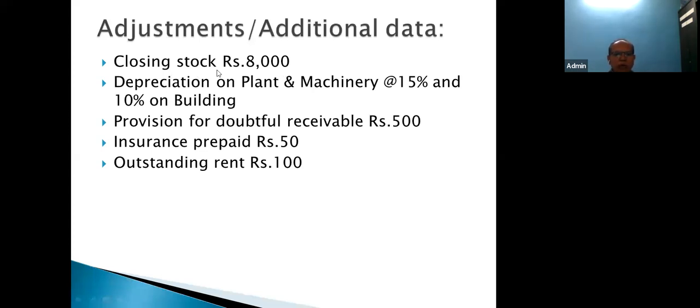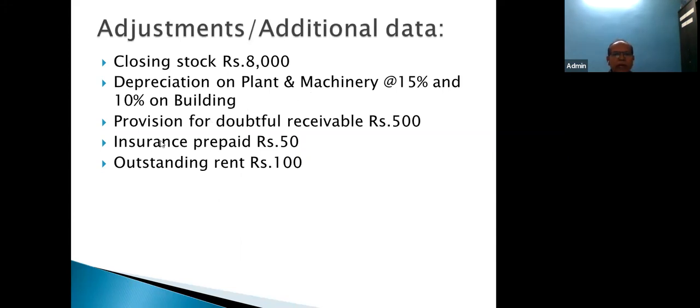So this will have 2 effects. Depreciation on plant and machinery at the rate of 15% and 10% on building. So this second adjustment says to depreciate plant and machinery and building. So in one line, we have been asked to provide depreciation on 2 assets, that is building and machinery.